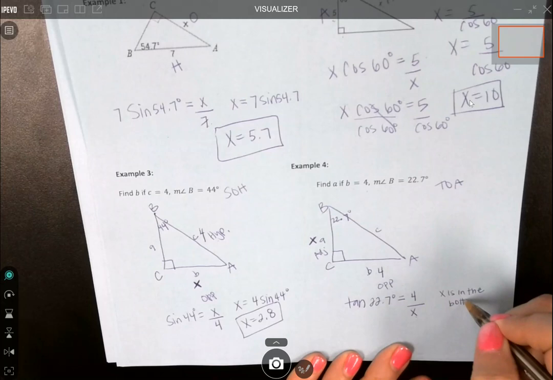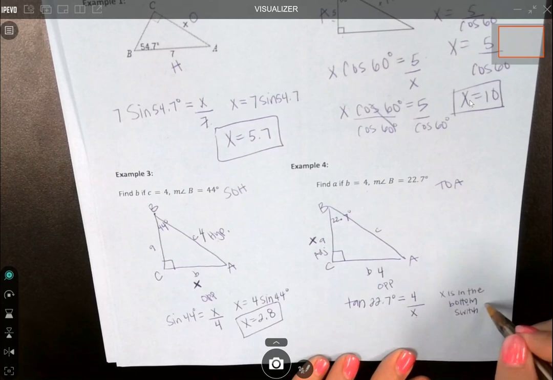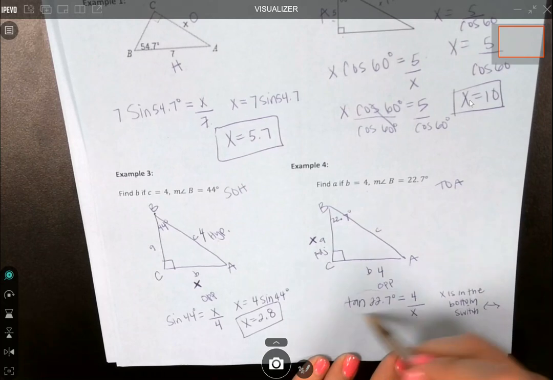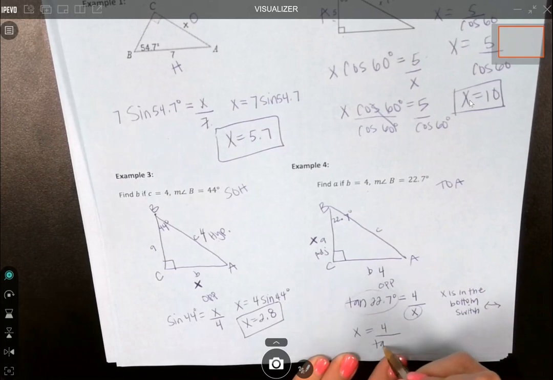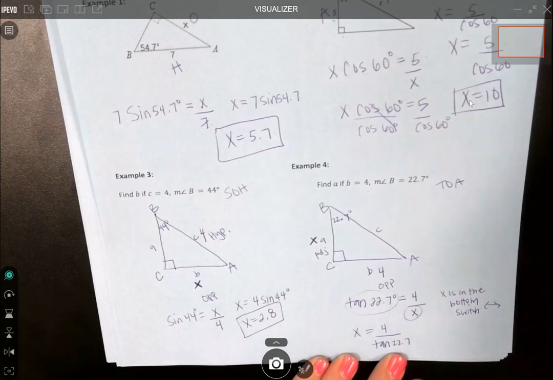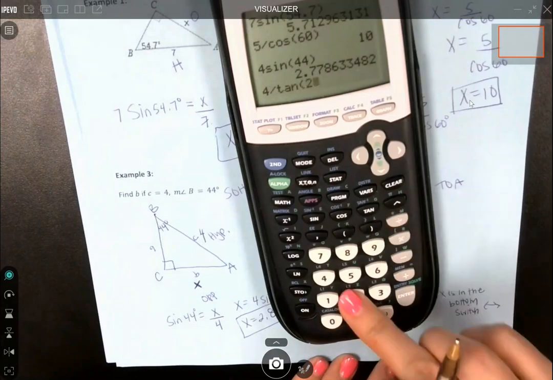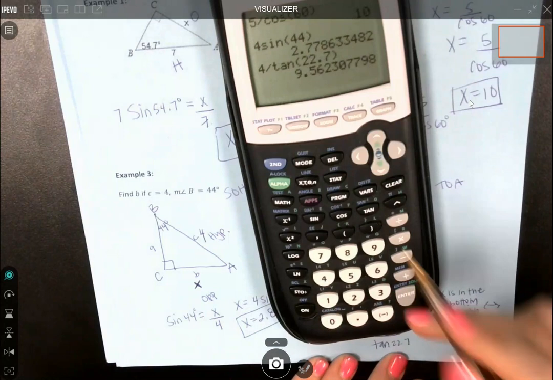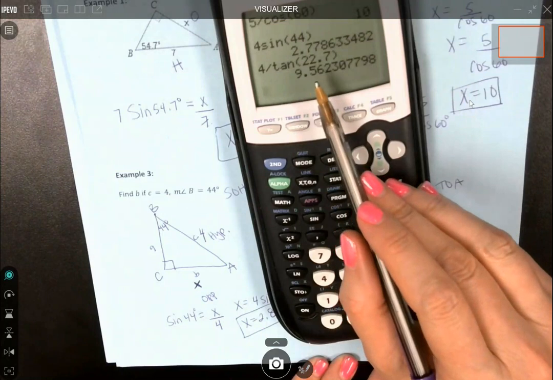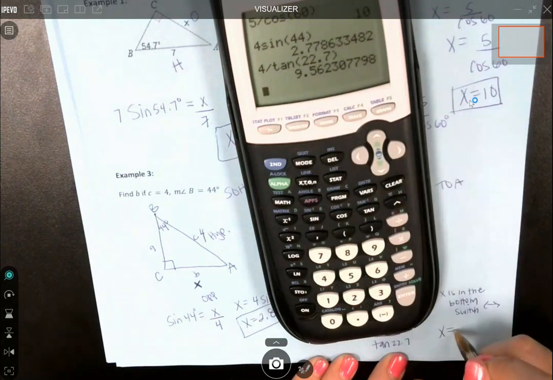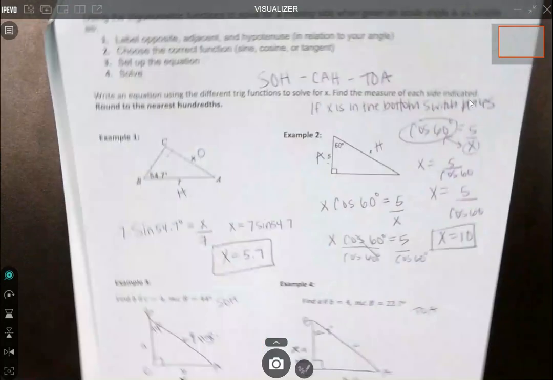Okay, remember if x is in the bottom, I switch places. So I'm going to switch these two places. So x equals 4 divided by the tangent of 22.7. Type that in the calculator. And again, our 5 is going to round up because the number next to it is greater than 5. So x equals 9.6. Okay, so that's how you solve for a side on a right triangle.